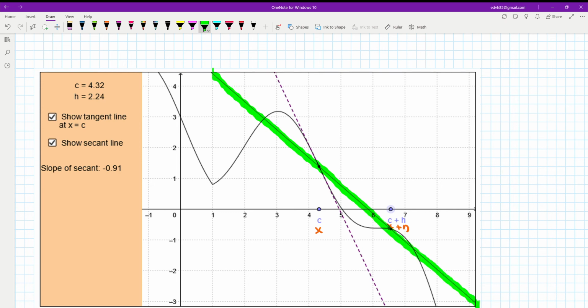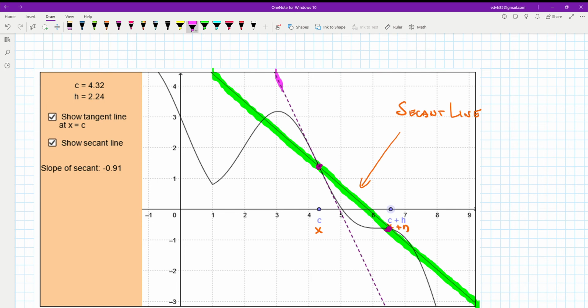This line is passing through two different points on the graph of f of x, this point right here and this point right there. So this is the slope. Well, actually, secant line, not a slope. Well, of course, it has a slope. Secant line.